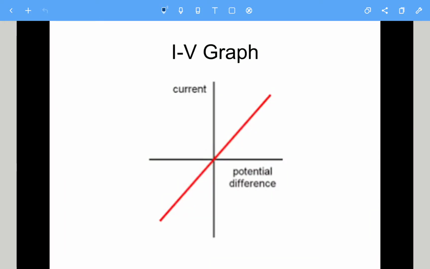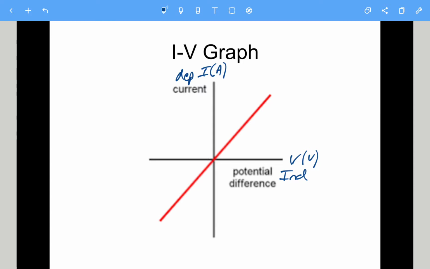So this is the I-V graph. We've got current against voltage. Remember, on the x-axis is the independent variable in the experiment, which was the voltage, otherwise known as the potential difference. And on the y-axis, we've got the current, which is the dependent variable. This is called an I-V graph because current is I and voltage is V. You should also have the units on the axis. So current in amps, voltage in volts.